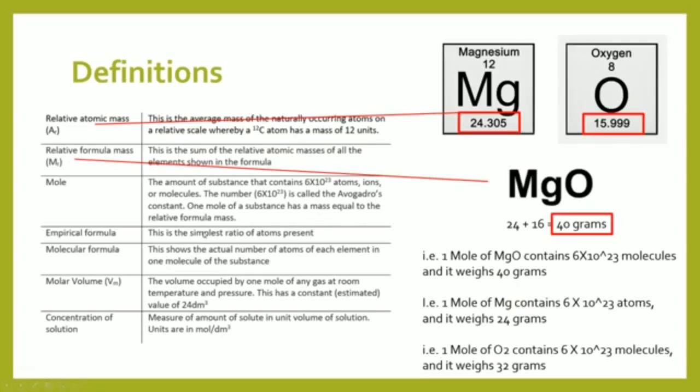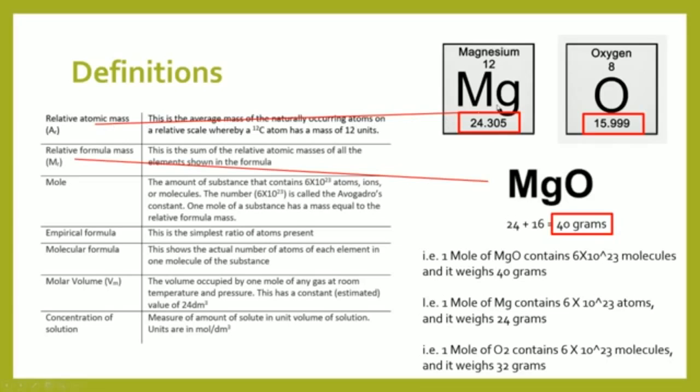So there's a couple of definitions that you need to get your head around. We've got the relative atomic mass. That's represented as the Ar, and this is the average mass of the naturally occurring atoms on a relative scale, whereby carbon has a mass of 12 units. So the definition itself is not really important, but what you do need to know here is that if you look at the periodic table, you've got the mass number. You should be familiar with mass number and proton number. We're talking about the mass number here. The mass number of the atom of that element is basically the relative atomic mass.